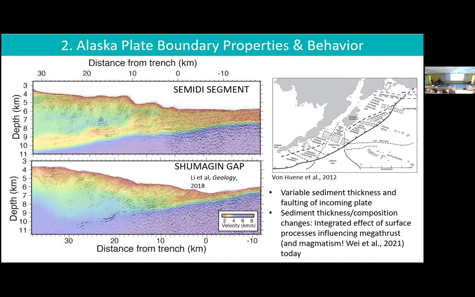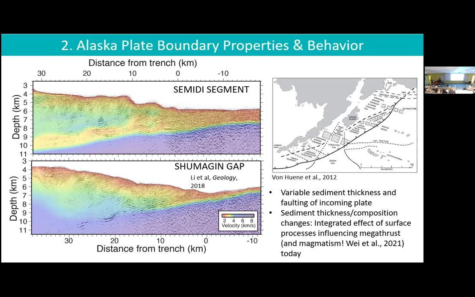We also have differences in the thickness of sediments that are coming into this plate boundary. To the east, we have a much thicker pile of sediments that are then subducted, or some of which are subducted, and form maybe a more homogeneous plate boundary. Whereas in the Shumagins, we have much thinner sediment and a more faulted seafloor that could create a more heterogeneous plate boundary at depth.